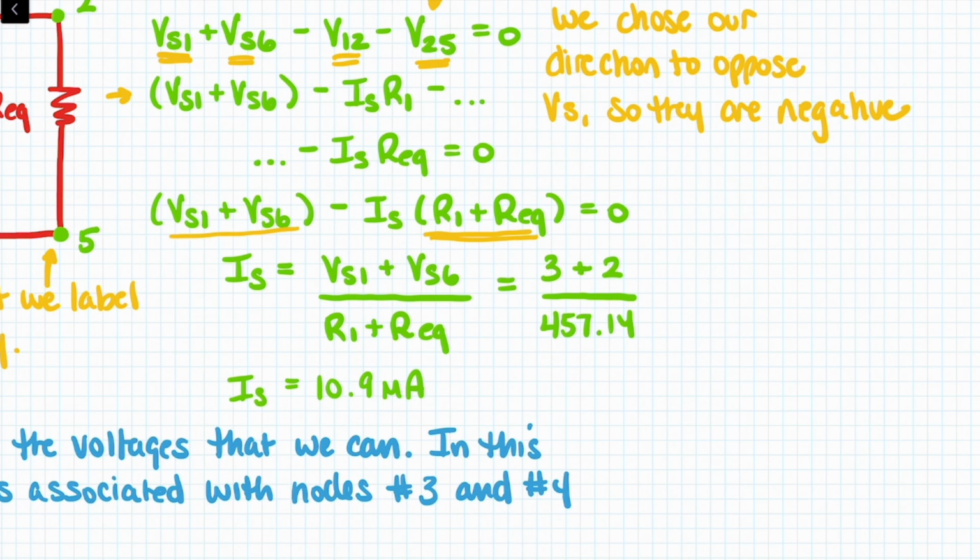We already have our voltage sources grouped together, and we can solve for IS, and that is what is shown right here. VS1 plus VS6 over R1 plus R equivalent. We already have those values, and we end up with IS equals 10.9 milliamps.